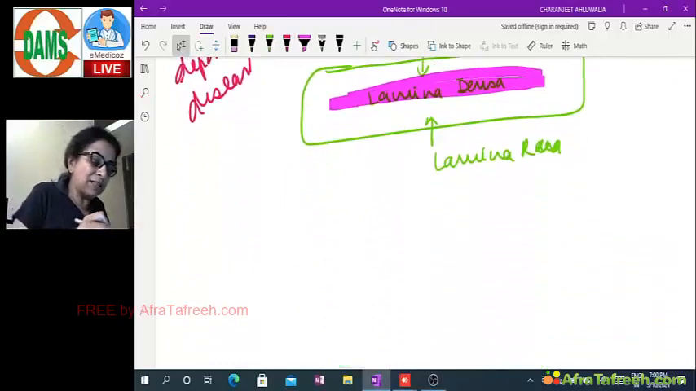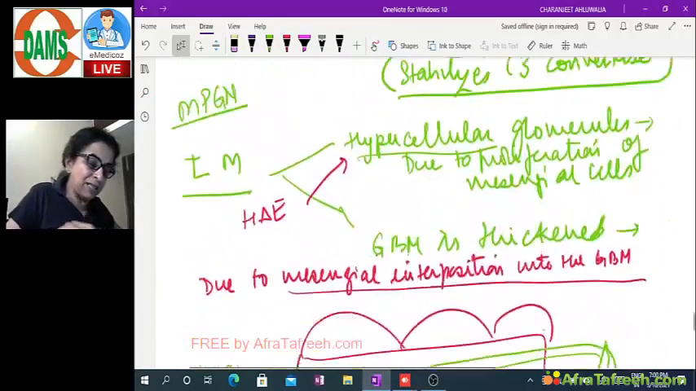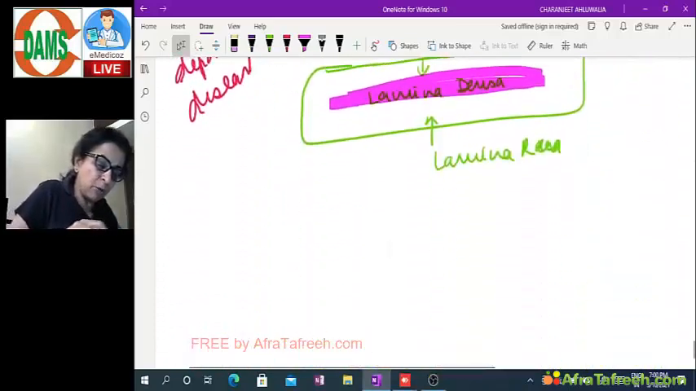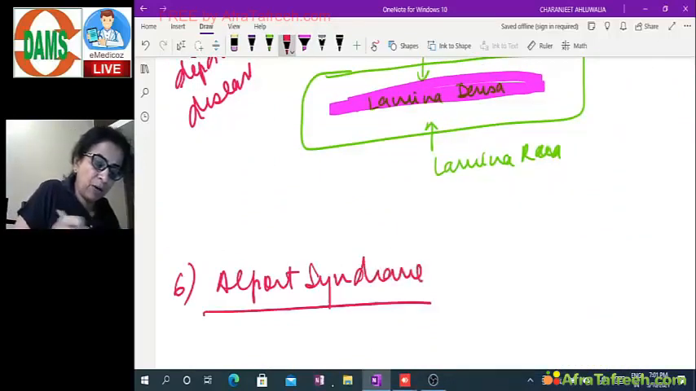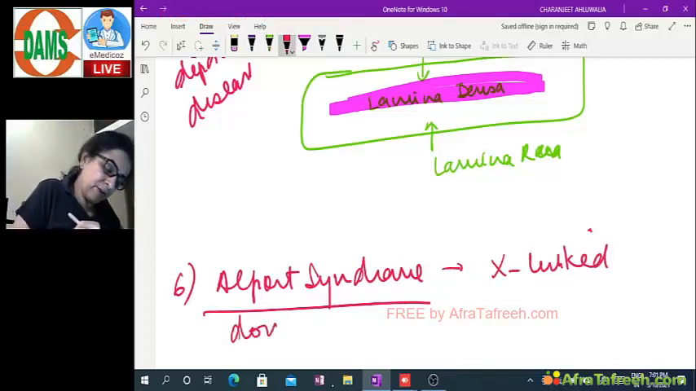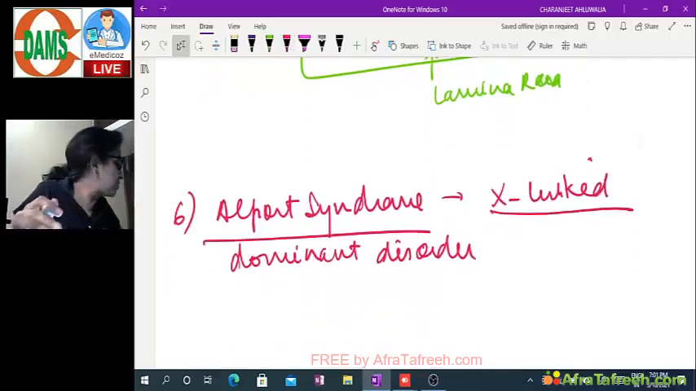And coming to the last glomerulonephritis causing nephrotic syndrome, that is number 6. This is Alport syndrome. So last is Alport syndrome. Okay, now what is Alport syndrome? Alport syndrome is an X-linked dominant disorder. It's an inherited condition.